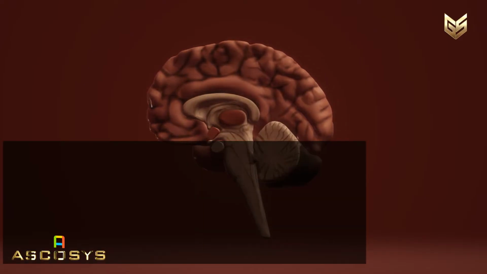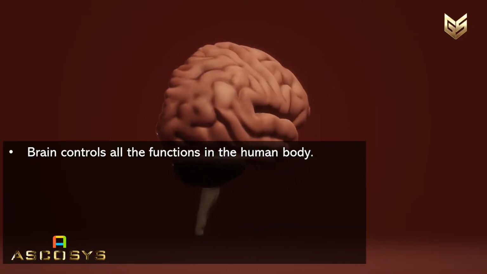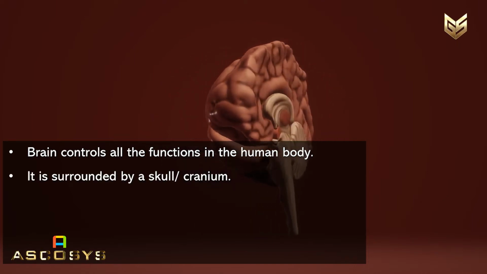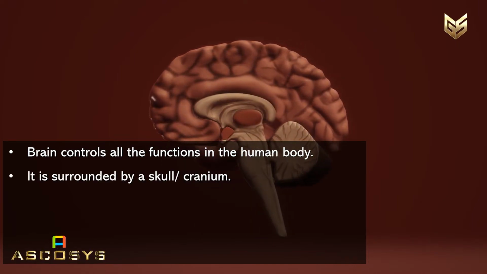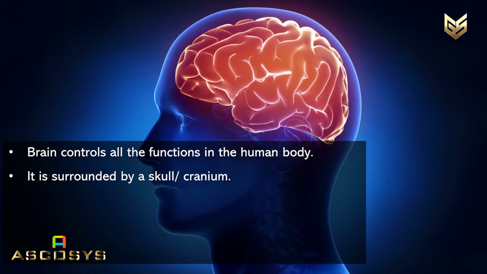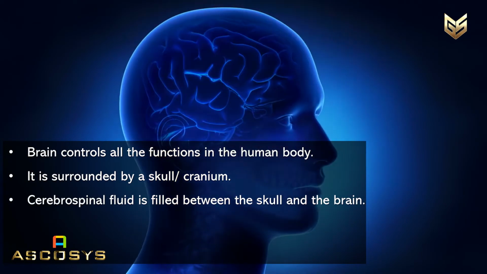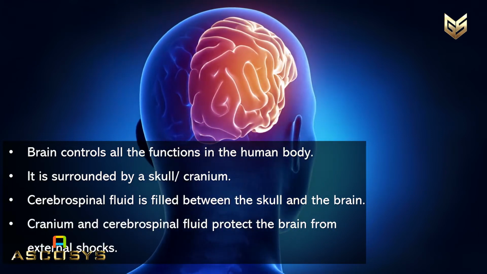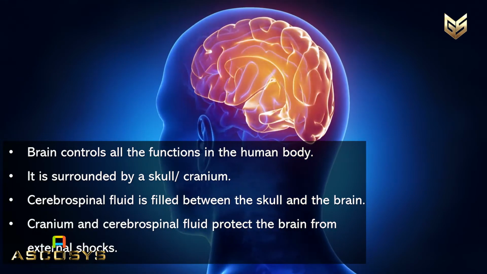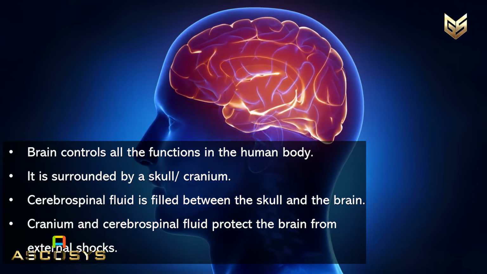Now I will discuss the human brain. The brain controls all the functions in the human body. It is surrounded by a skull or cranium, that is the covering of the brain. There is cerebrospinal fluid filled between the skull and the brain, and the cranium and the cerebrospinal fluid protect the brain from external shocks.